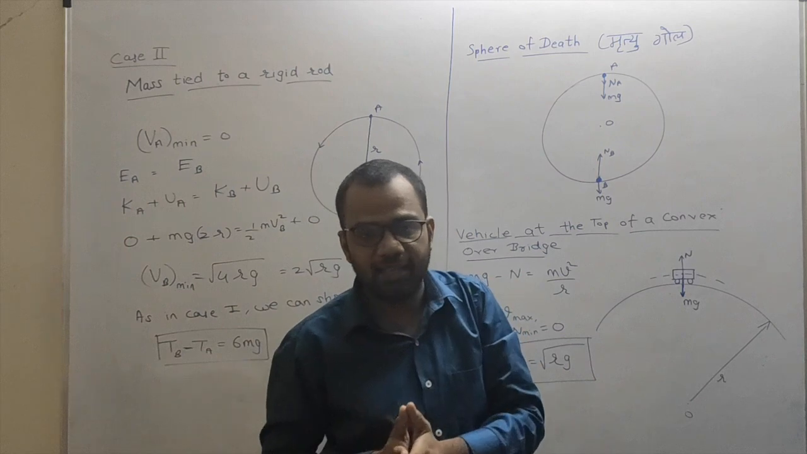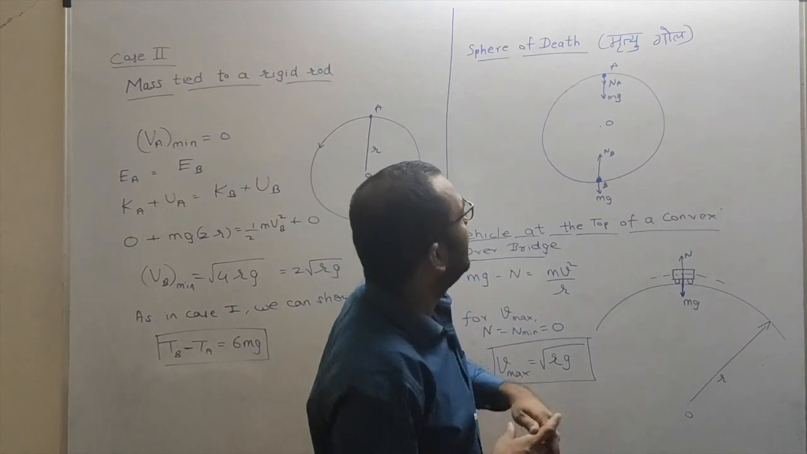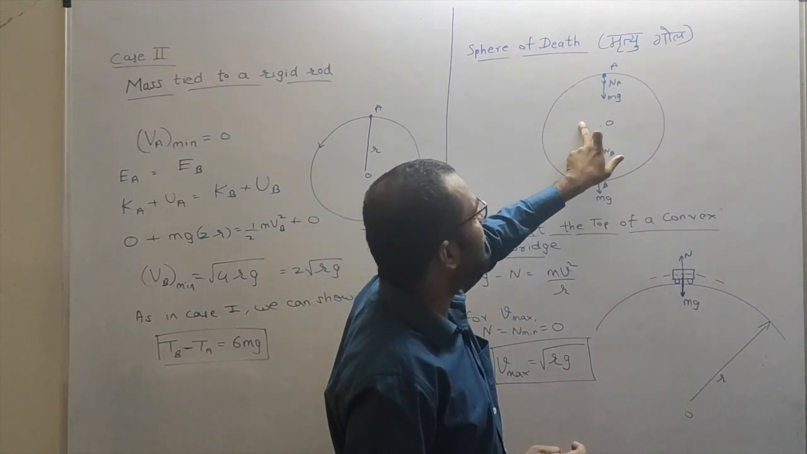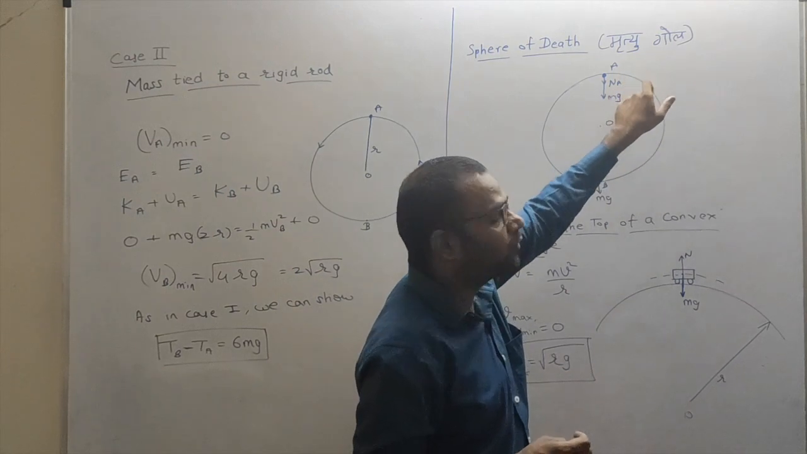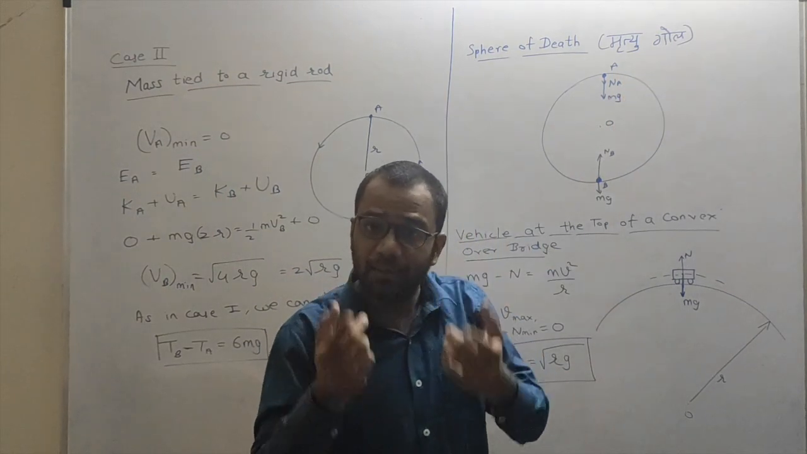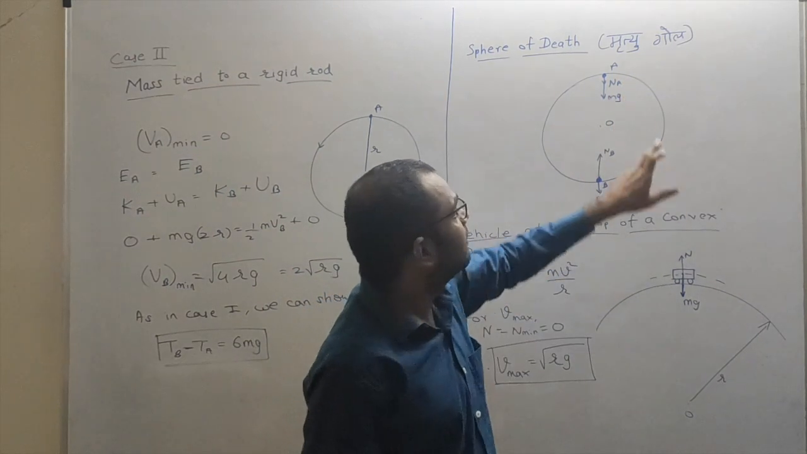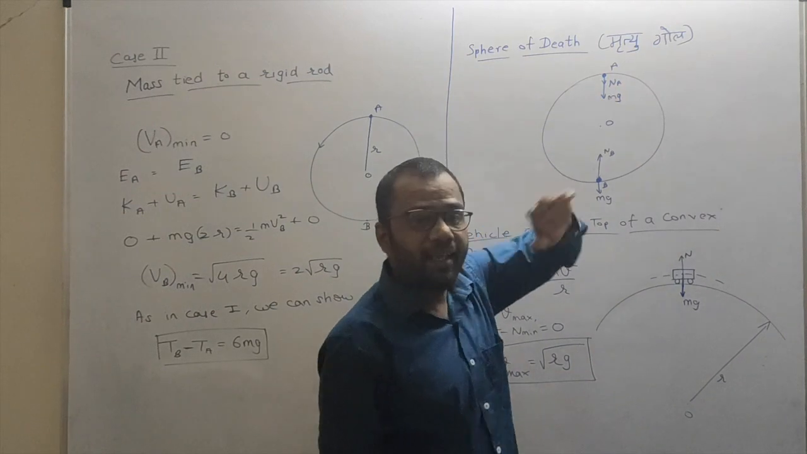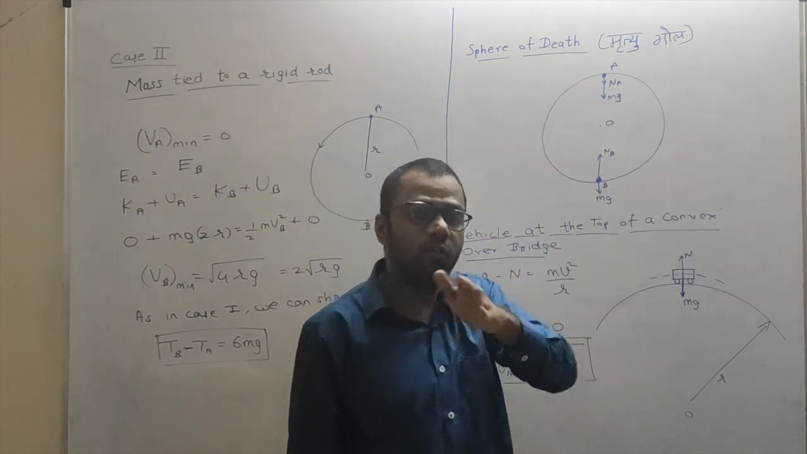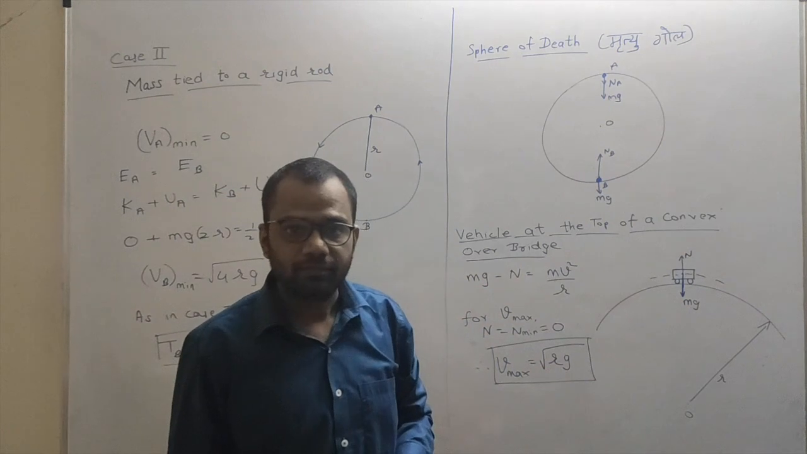Again, same case as we discussed previously. NA plus mg can be written as equal to mVA square upon R. Again, the minimum condition will be there. What will be the minimum condition? That NA can be 0, so mg will be equal to mVA square upon R.